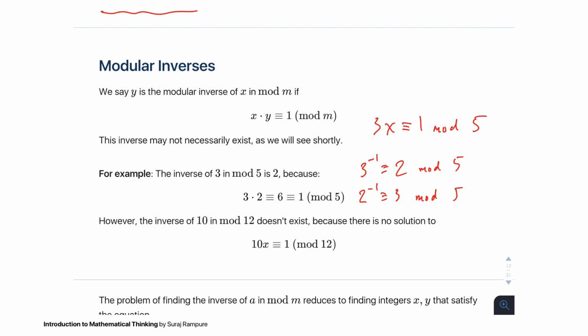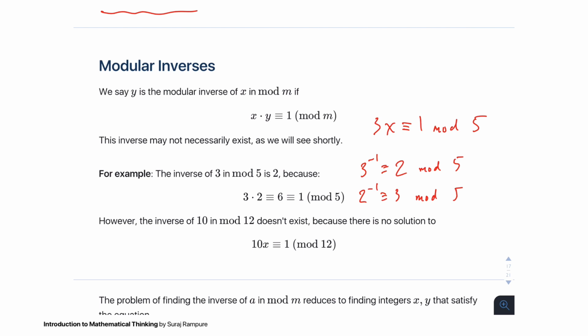Okay? But for example, the inverse of 10 in modulo 12 doesn't exist because there's no solution to 10x is equivalent to 1 mod 12. Okay? You can either take my word for it, you can multiply, or you can plug in x is equal to 0 to 11, and see that there's no value of x that gives you 1. But there's just no solution to that. Okay? So weird. This modular inverse doesn't necessarily exist.